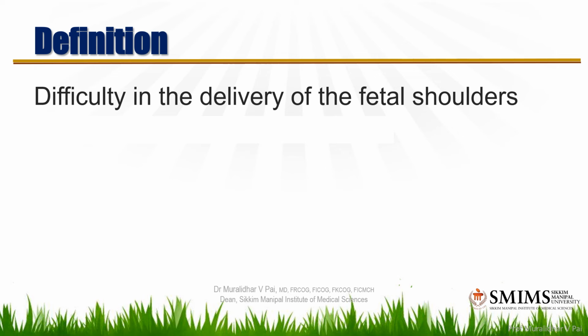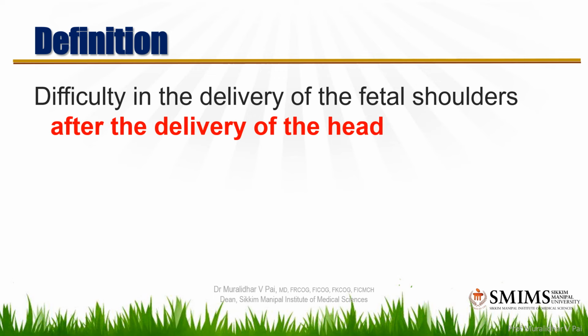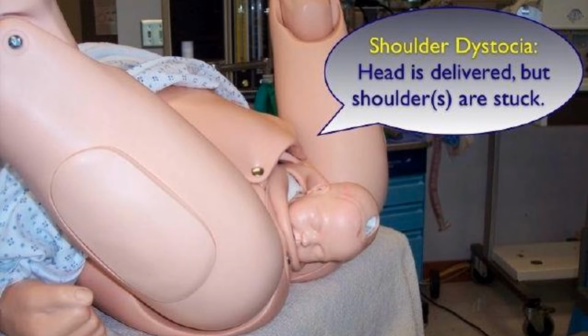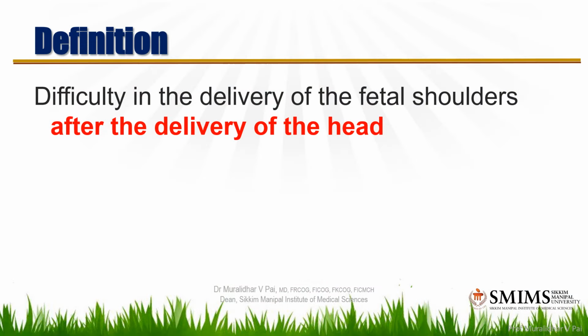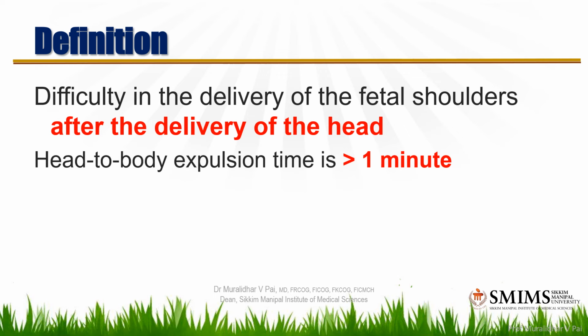Shoulder dystocia is defined as the difficulty in the delivery of fetus shoulders after the delivery of the head. As shown here, the head is delivered, but the shoulders are stuck. Quantitatively, it is defined when the head-to-body delivery time exceeds 1 minute.